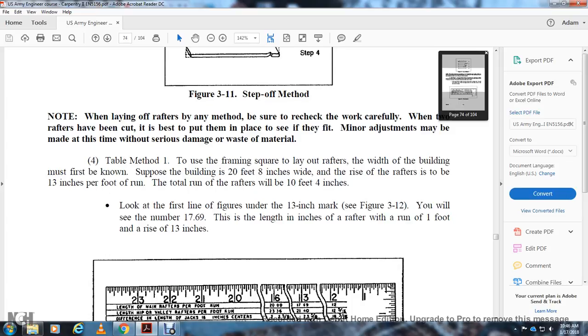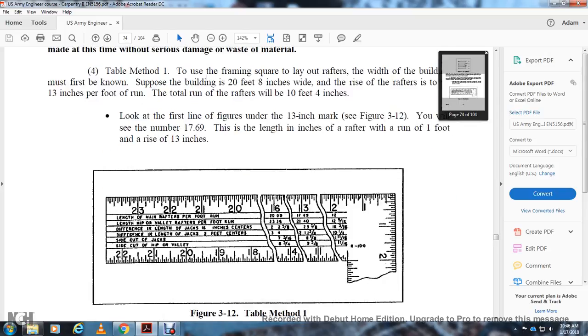Table method 1. Using the frame square, the layout of the rafters with the building must first be made known. The slope of the building is 20 foot 8 inches wide, where the rafter is to be 12 inches of rise per foot of run. The total run of the rafters is 10 foot 4 inches. So look for the first line with the figures 13-inch mark. We will achieve the number 17.69, the total length in inches of the rafter run with a 1 foot run and 13 inch rise.